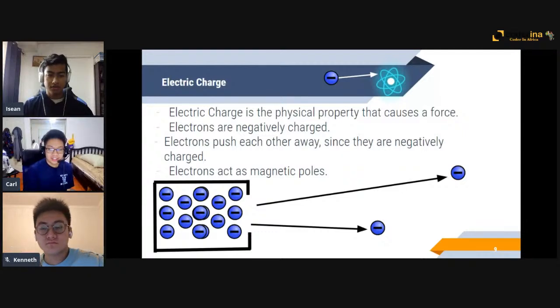Now, electrons like to push each other away since they are negatively charged. You can relate this to how magnets act. Opposites attract each other while the same sides repel. Electrons are negatively charged and other negatively charged particles repel each other. In the picture you can see a group of electrons in a box, but because they are electrons, they fly out of the box instead of staying inside.